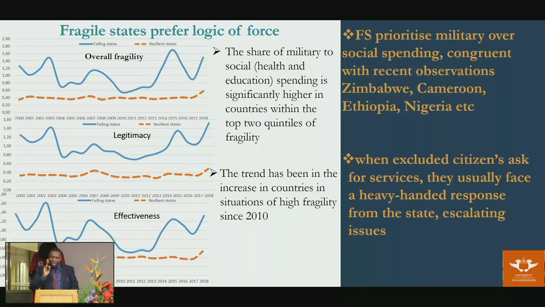The answer is, I don't think so, because this graph that I'm showing you compares fragile regions to non-fragile regions. The one up is the share of military spending to social spending. You realize that most fragile countries, who are generally poorer, take the poor resources that they have and put them in military spending at the expense of social spending. Whereas countries that are stable, their share of military spending relative to social spending is that low, which means that they spend more on the social aspects of development.